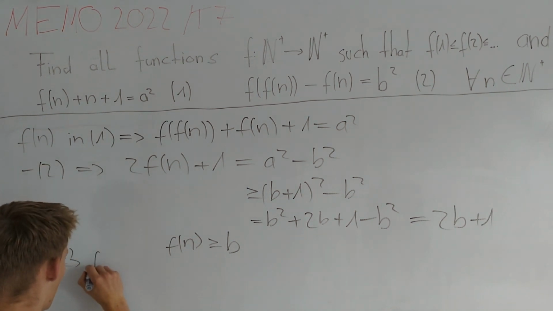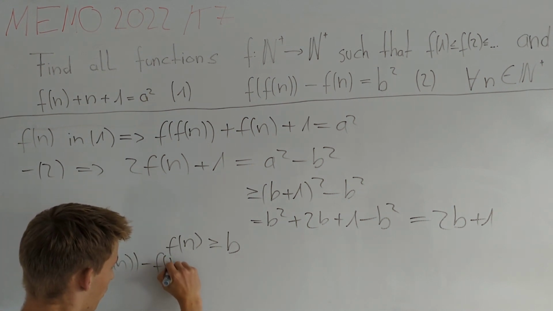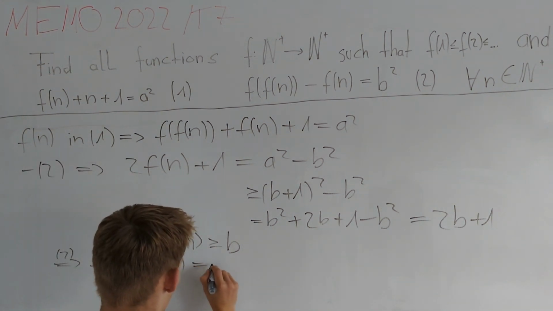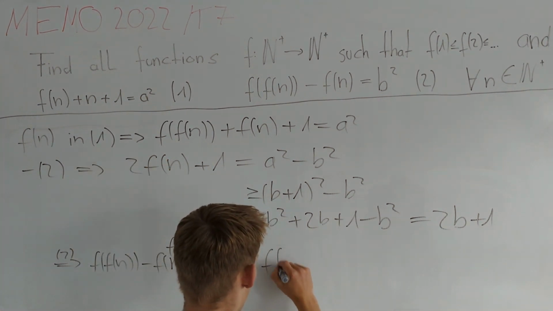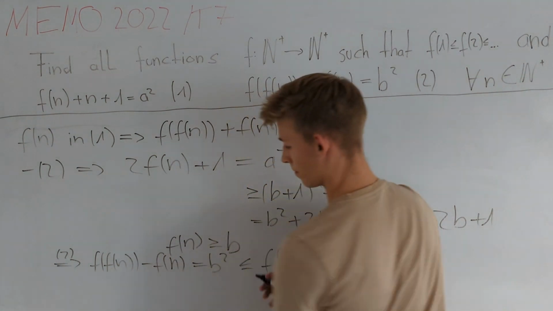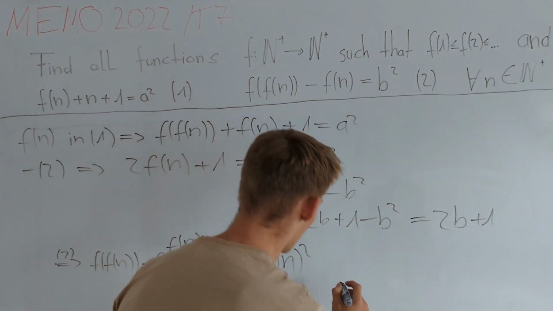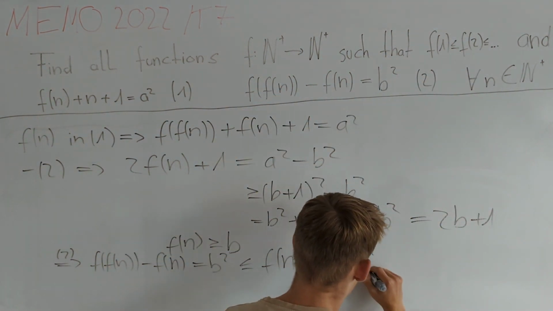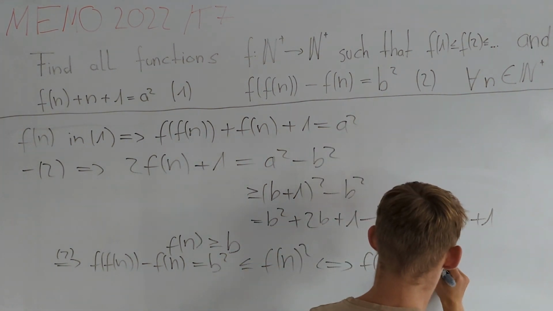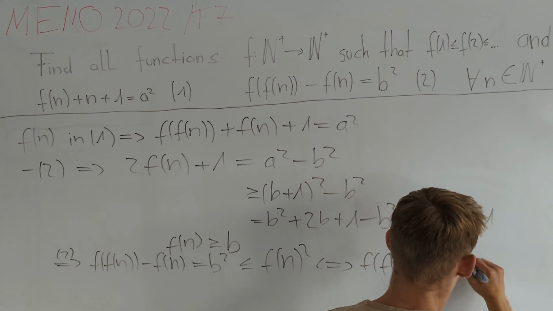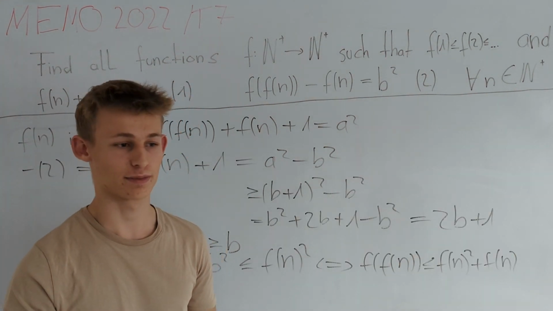that f(n) minus f(n) is equal to b squared. This is less than or equal to f(n) squared. And now we can bring the f(n) onto the right hand side, and we get that f(n) is less than or equal to f(n) squared plus f(n). So we found our first bound on our function.